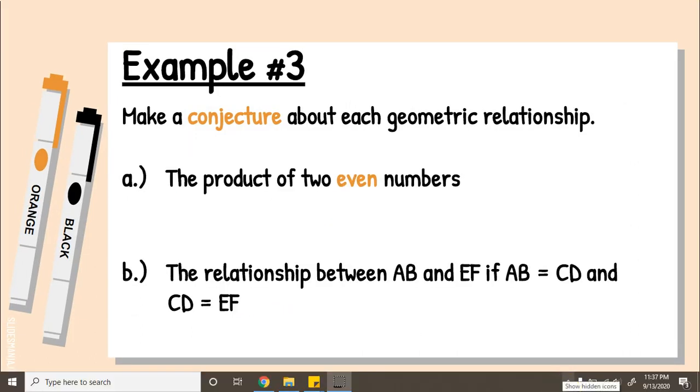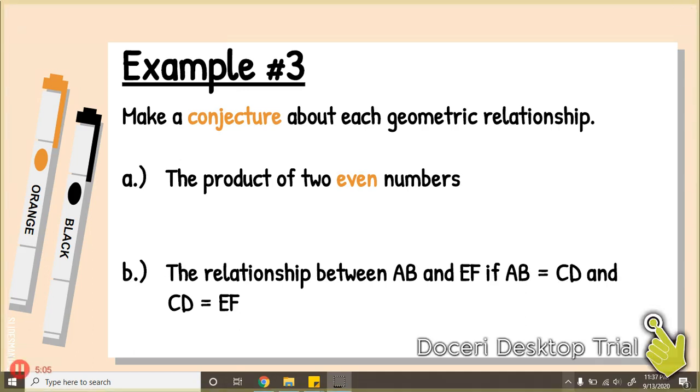Example 3 says make a conjecture about each geometric relationship. So part A says the product of 2 even numbers. So I'm going to make a conjecture. So in other words, I need to look at examples to determine what I know or what I think I know about the product of two even numbers. So in this case, we're going to have to look at two even numbers and take their product.